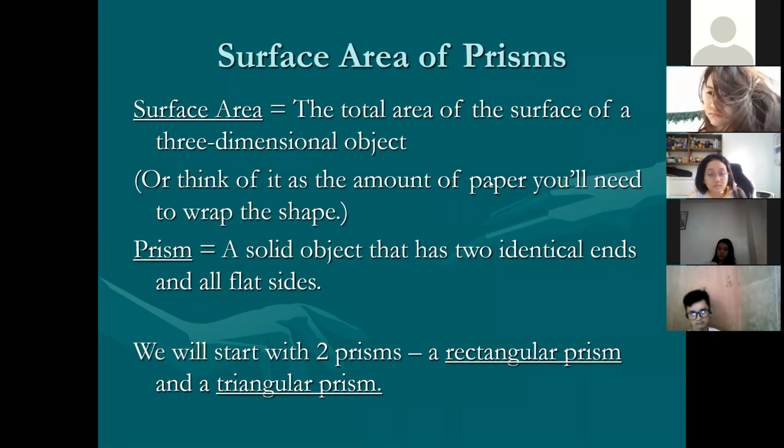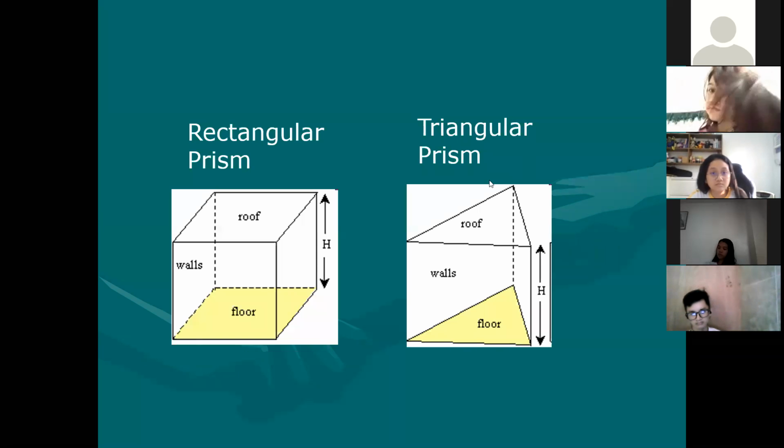Naming a prism depends on the base. If the base is a rectangle, then it is called a rectangular prism. If the base is a triangle, then you are going to call it a triangular prism, much the same with these two examples. If the base is a square, you'll call it a square prism.